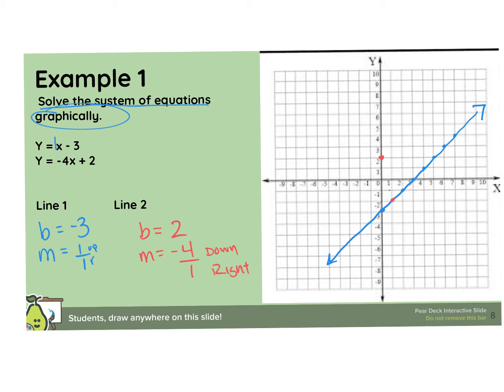I can see the point of intersection right there. Again, 1, 2, 3, 4. So the solution is this point, which is the point (1, -2). Now we're going to go to the next slide and check it to make sure it's correct.